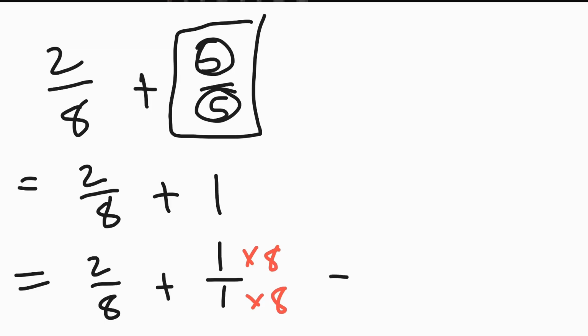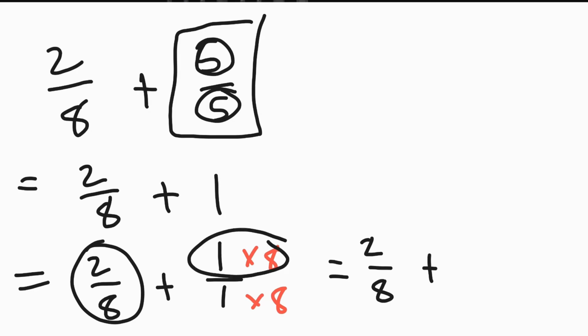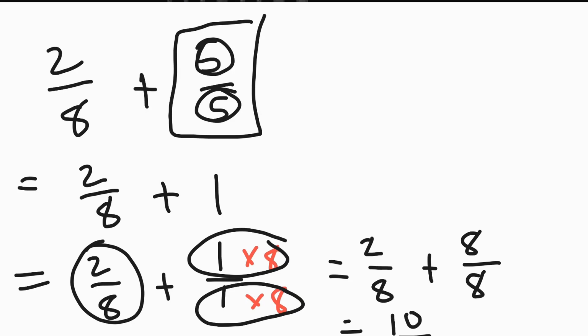Okay, so what would we have had here now? We keep our 2 over 8 because we didn't work with it. Okay, that's a 2 over 8 right there, plus 1 times 8, that's going to give you 8. And 1 times 8, that's going to give you 8. Okay, so what you're sitting with now here is 10 over 8, right? So we added 2 plus 8, which is 10, and we keep our denominator the same.